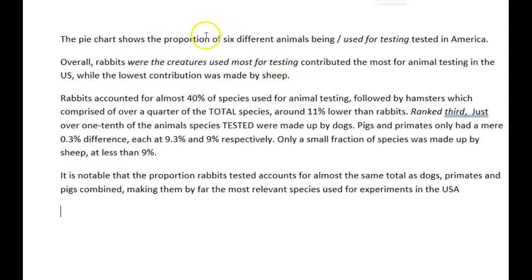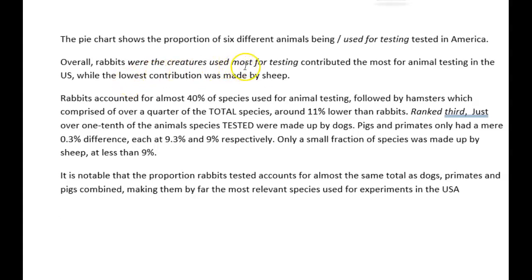So the pie chart shows a proportion of 6 different animals being tested. Now, I put being used for testing, but being tested is fine in America. Overall, rabbits. Now, rabbits can't contribute. If you contribute, you're giving something, and I don't think the rabbits are choosing. So I'm being a bit fussy about that, but I think you need to be using the passive tense most often in this, assuming the animals had no choice. They were tested by somebody.